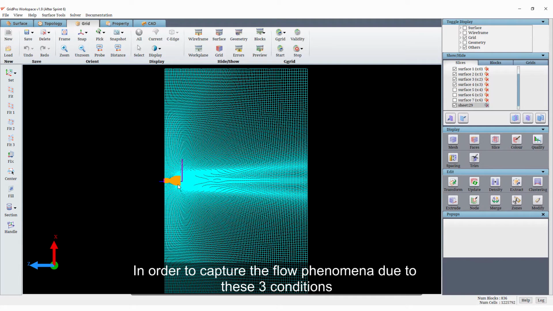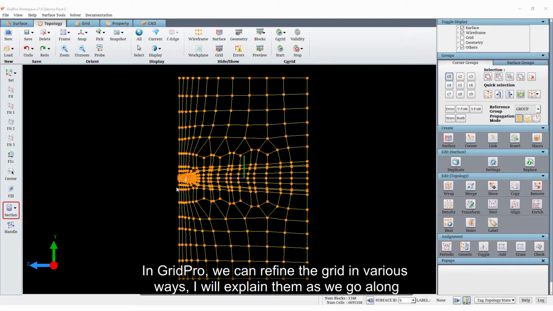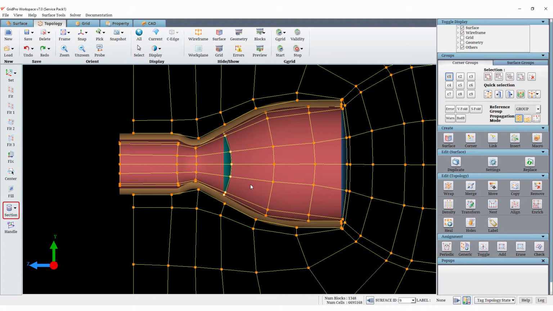In order to capture the flow phenomena due to these three conditions, we will have to refine the grid in all three regions. In GridPro, we can refine the grid in various ways. I will explain them as we go along.